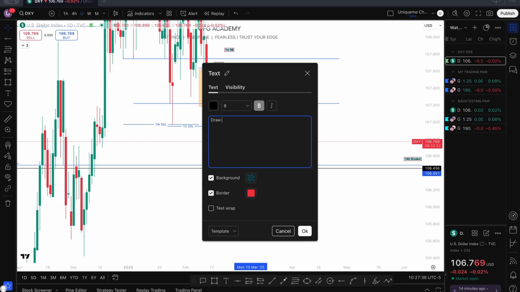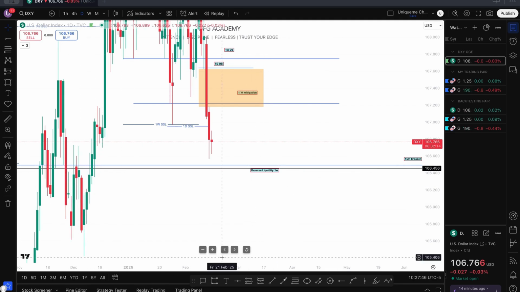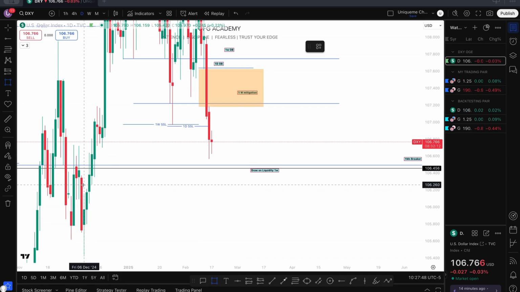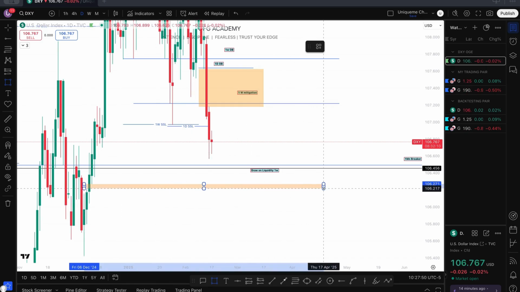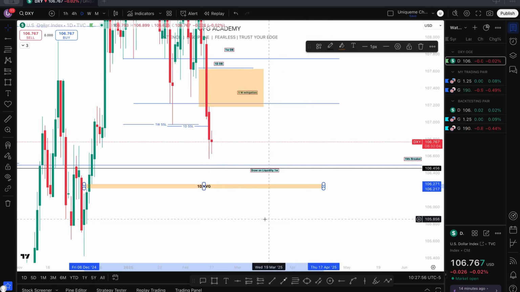Draw on liquidity, 1 week. You can see that, right? And what am I looking for? On 1 day chart, the next fair value gap I have is here, 1 day FVG. That's the next fair value gap. That's also a draw on liquidity. We can put it as draw on liquidity.